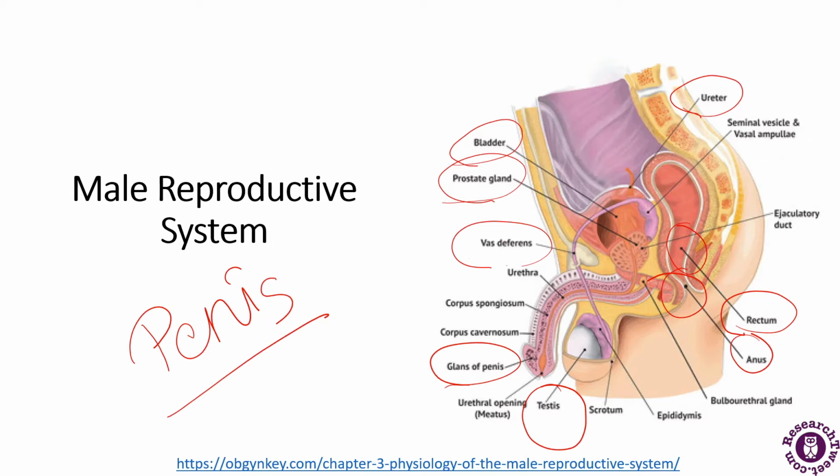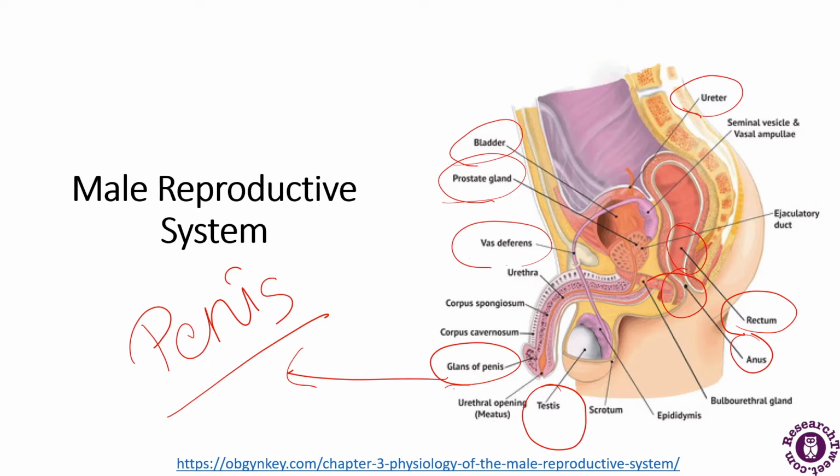Penis. So what is the penis? As you can see, this is the penis. The penis consists of three cylindrical spaces of erectile tissue, two of which are larger, the corpora cavernosa, which lie side by side, and the third one is called the corpus spongiosum, which covers the urethra. So this is what the penis is.